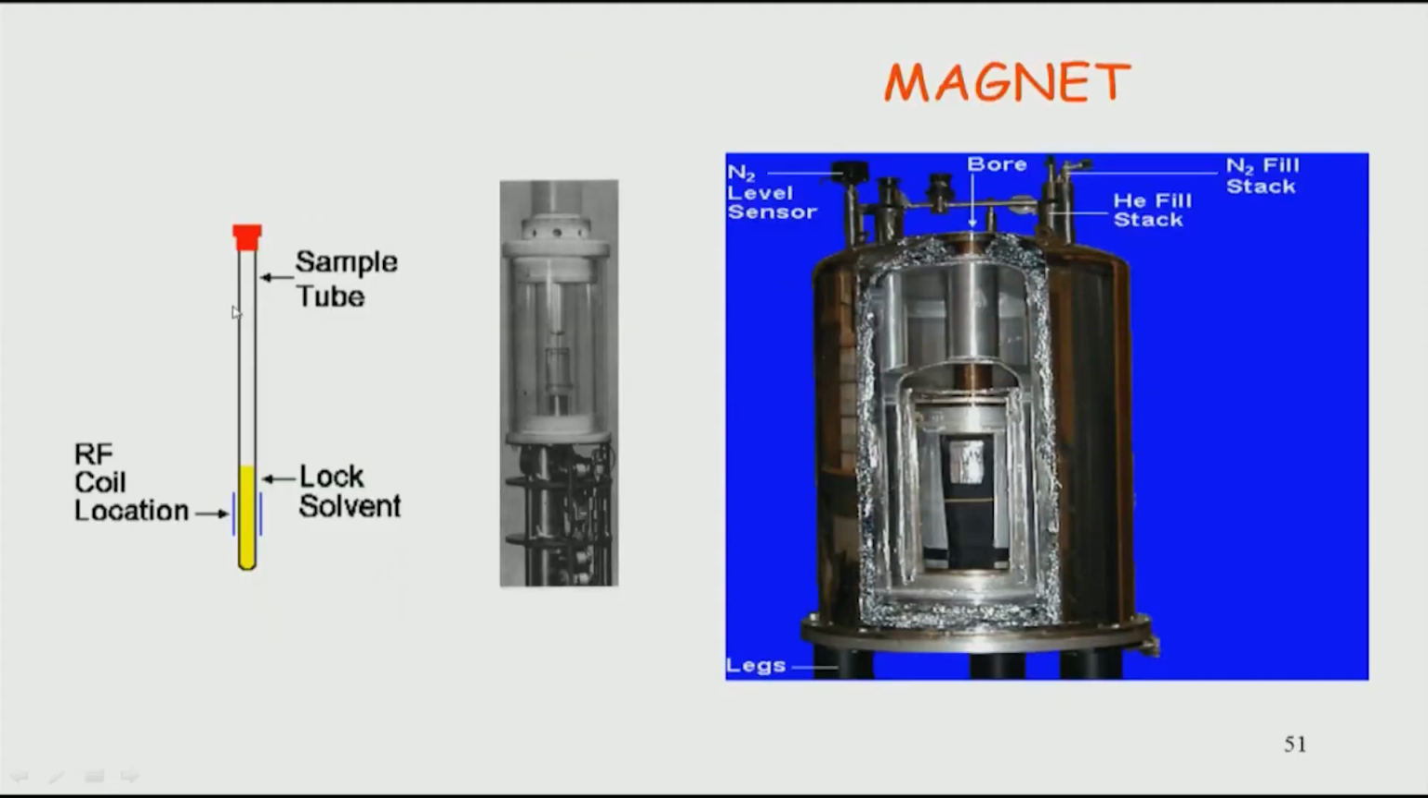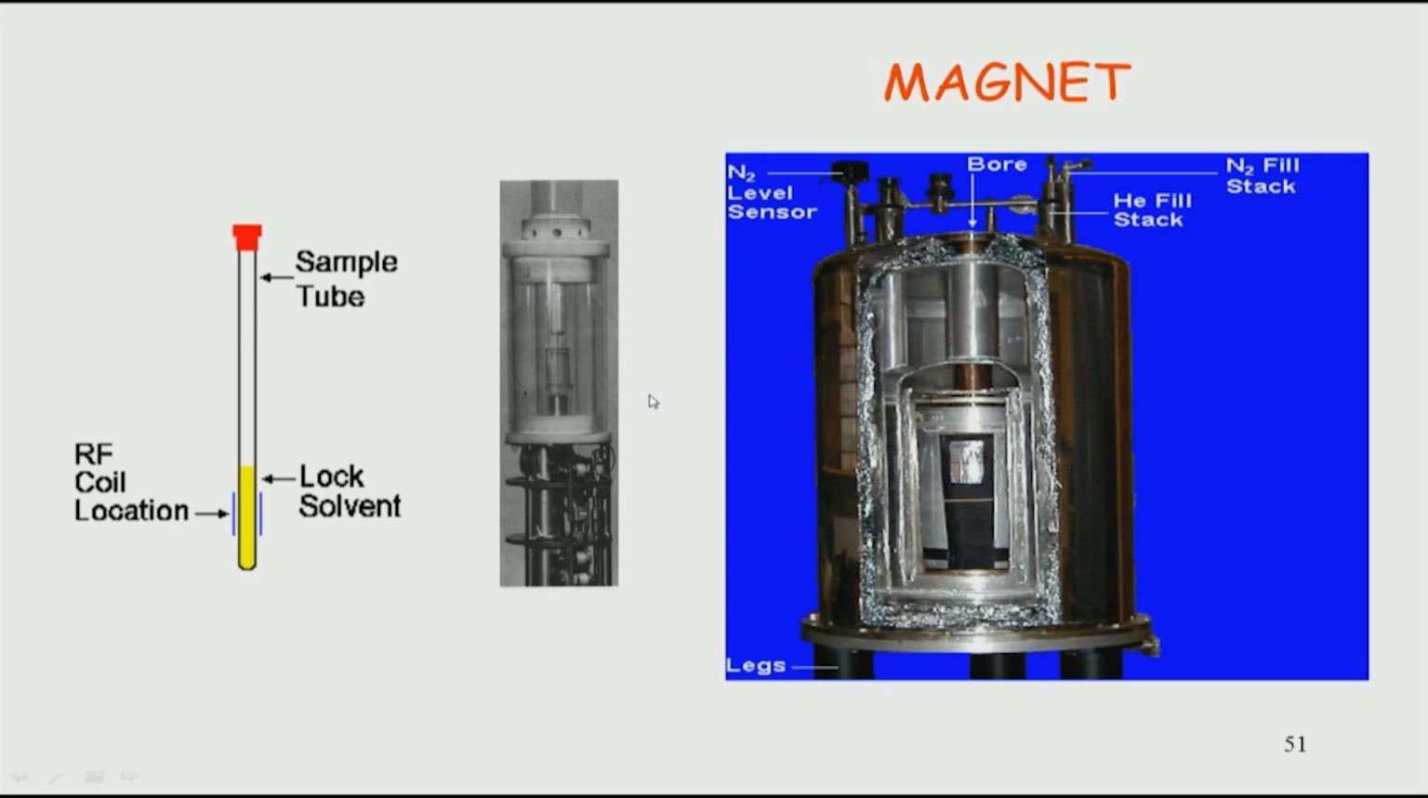This is how a sample tube looks. This is how we insert a sample. The height of this tube is typically about 6 to 7 inches, and the sample is at the bottom part of the tube. This is how a sample will look, and this is how a tube looks, and then you insert it at the top of the magnet, and it comes all the way down and sits here in the probe.